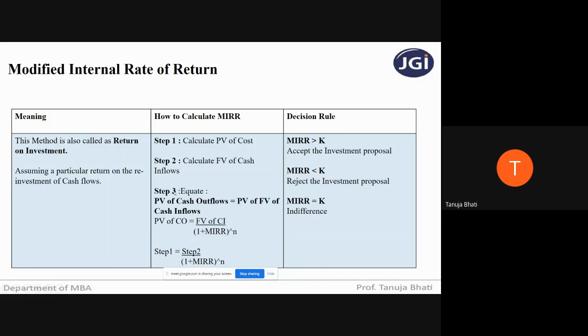Third thing is you have to equate these two. Students, I will just ask you all one question. Can present value be compared with future value, or are they comparable? Is present value comparable with future value, or should present value be compared with present value itself? Can you compare those two?